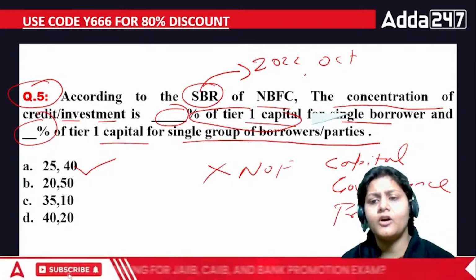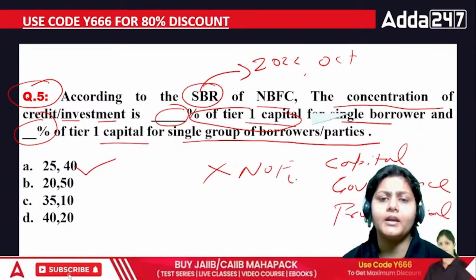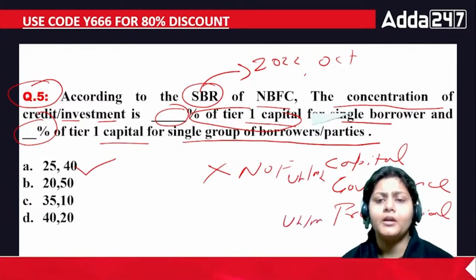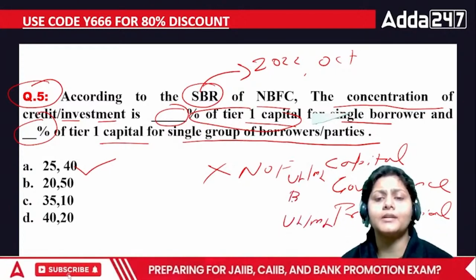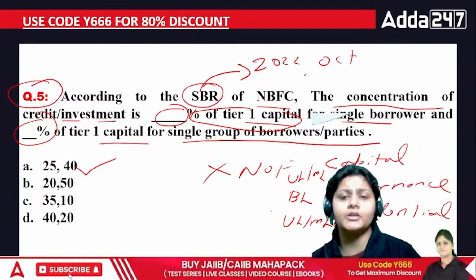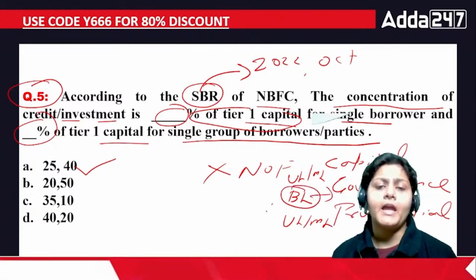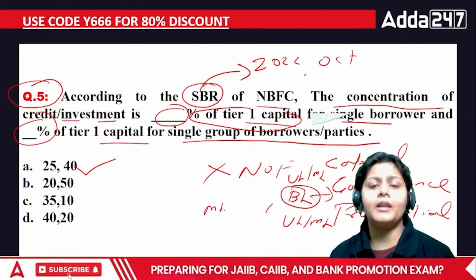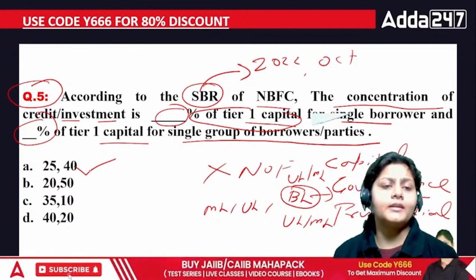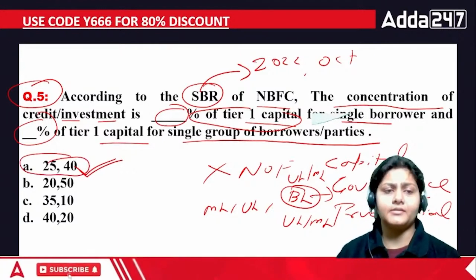Normally for ML and UL the capital guideline comes, but for BL there is no capital guideline and no prudential guideline. For BL actually only the governance guideline is there, and apart from that, for ML and UL also the governance guideline is there. So the right answer is 25 and 40.